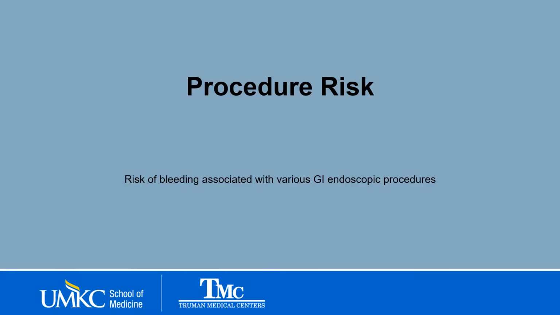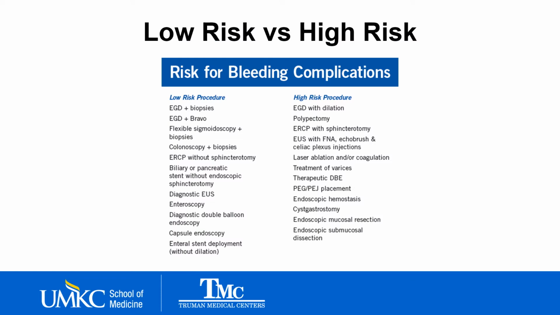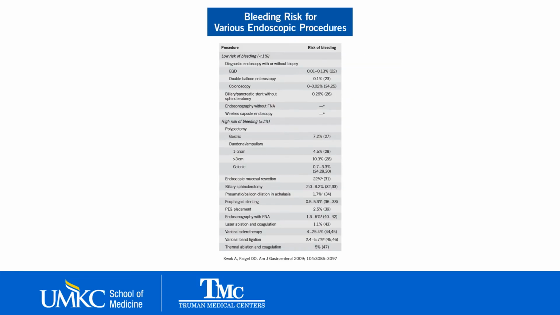Procedure risk. The various GI procedures are grouped into two risk levels, low risk and high risk. Some examples of low risk procedures include EGD with biopsies, ERCP without sphincterotomy, or enteral stent deployment without dilation. Some examples of high risk procedures include EGD with dilation, polypectomy, or endoscopic mucosal resection. Here you can see the absolute risk of bleeding for each procedure.